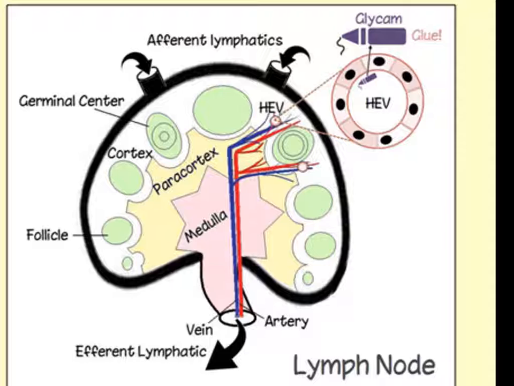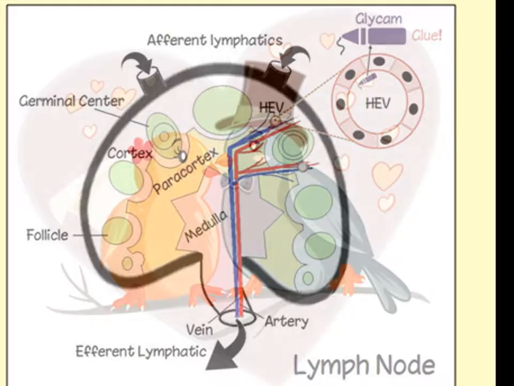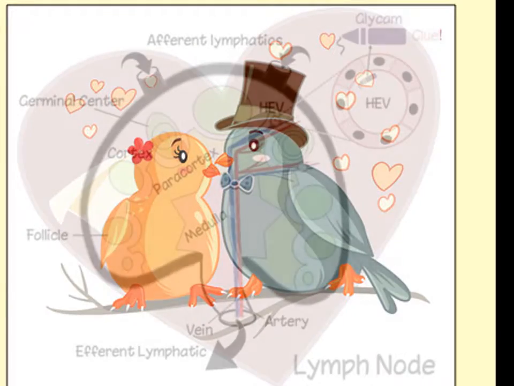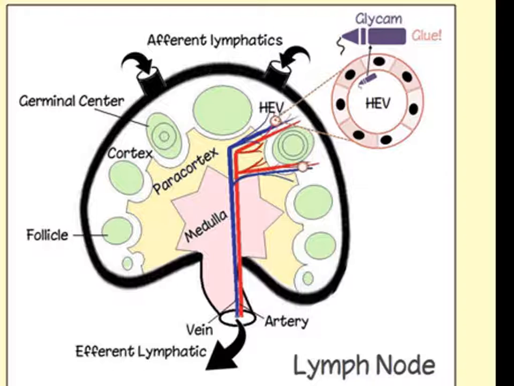If naive B cells do not encounter their cognate antigens, they leave the lymph node and go back into circulation, travel to another lymph node, and over there, they try to find their cognate antigen. If they don't find it, after staying there for a little while, they go to another lymph node. And if they don't see their cognate antigen, of course, they die off. But if they do, as I've said earlier, they become almost immortal.